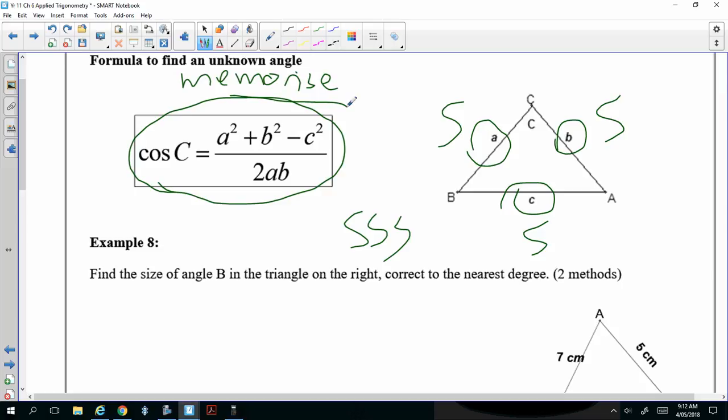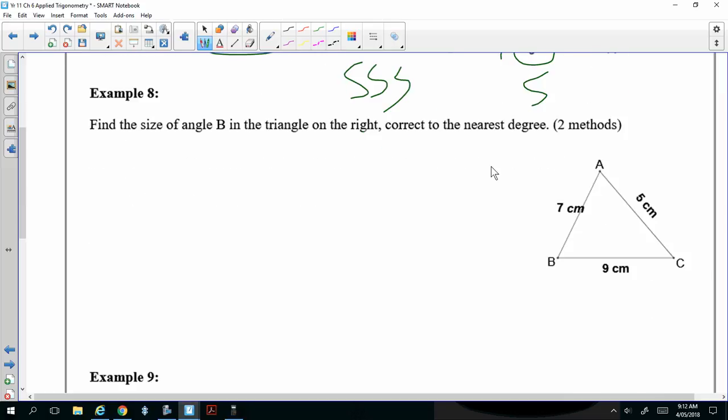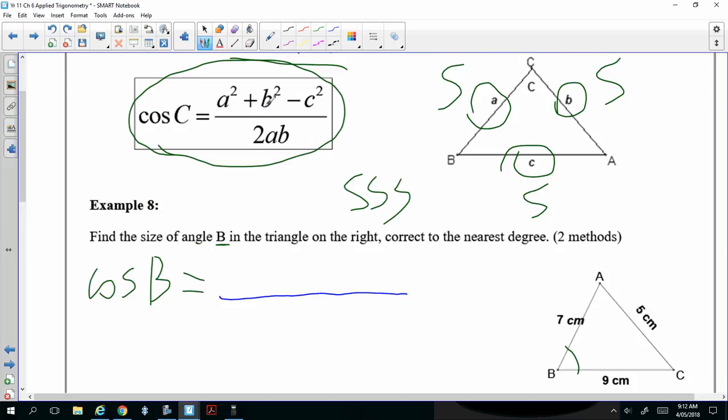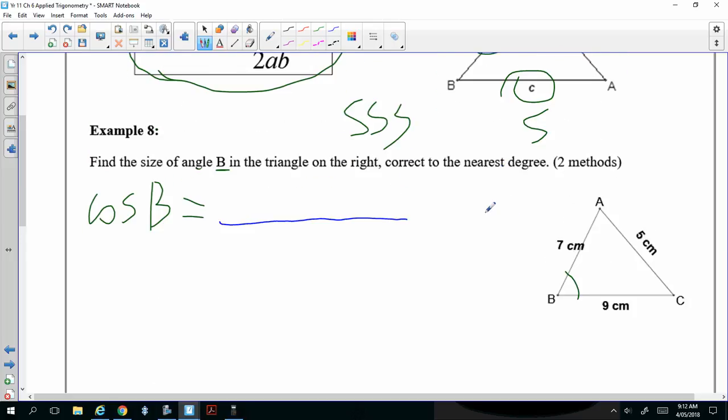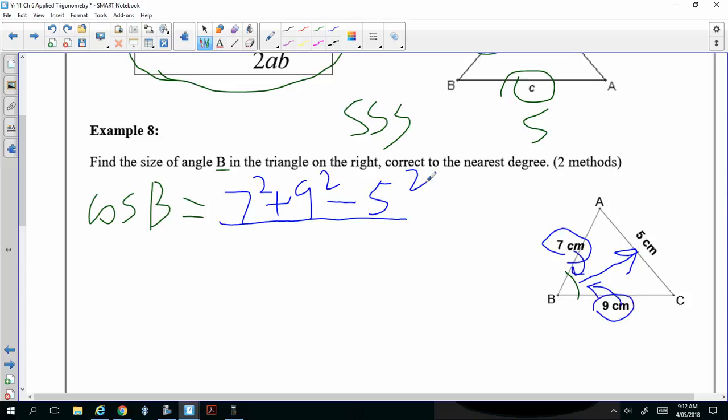All right, find the size of angle B. So what you do is you start with cos B. That's your first step. They want you to find B. And then you're going to write a fraction. Now the formula says a squared plus b squared. Which one, a and b? The ones next to the angle are the ones you add, right? So you go 7 and 9, you add. And the one opposite to the angle is the one you subtract. Easy enough? And then the denominator, the 7 and 9 repeats again.